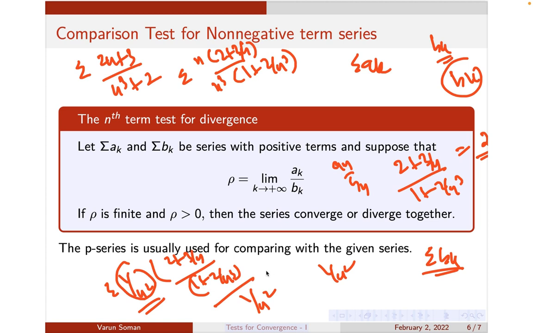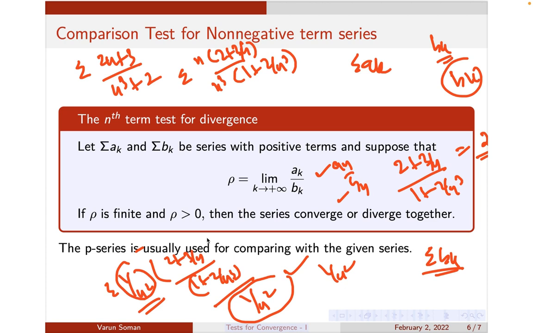Okay, so once you get a fixed value, you can say that an and bn will converge or diverge together. Now you know that 1 by n square is actually your harmonic series with p equal to 2. So this converges, therefore this one also will converge. So this is the idea. So what is the idea?